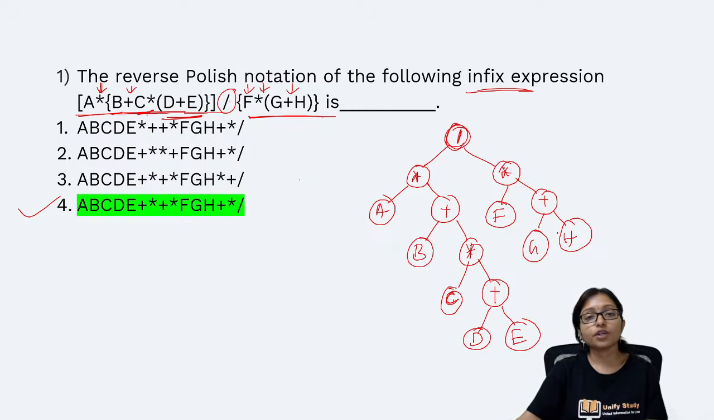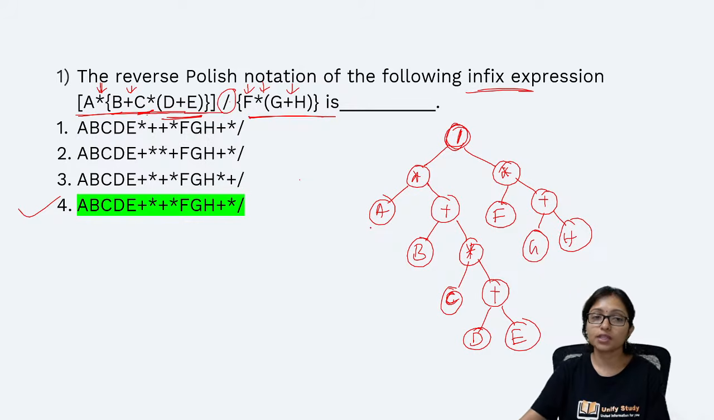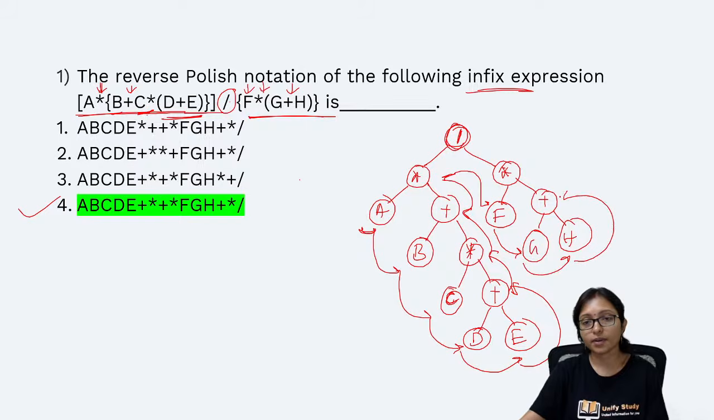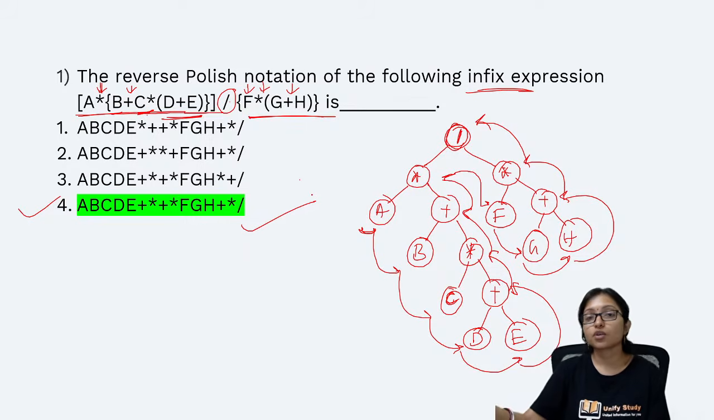Okay. Then you need to do the postfix. Postfix means I need to start from the left. A. After that B. Then C. Then D. Then E. Then plus. Then I can visit the star. Then plus. Then star. Now I am coming to the right. F. Then G. Then H. Then plus. Then star. Then slash, that is division. So that's why your answer will be this one. This is the way you need to convert infix to postfix.